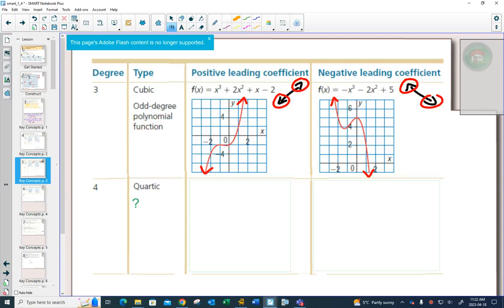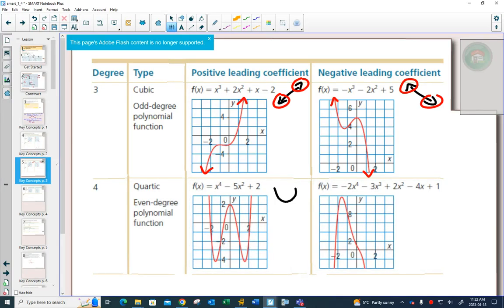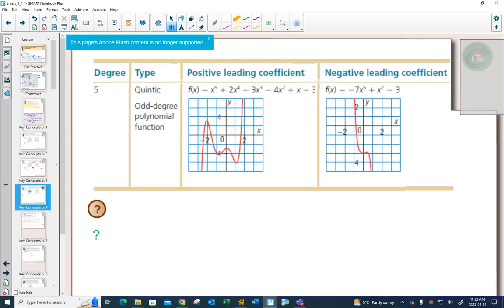X to the 4 graph, if it's positive, I think of a parabola. There's my end behavior, and sure enough, that's where the arrowheads are on that x to the 4. For the negative x to the 4, negative leading coefficient, that's my end behavior, and sure enough, that's where the arrowheads are there. And finally, an x to the 5 is odd, so it's going to act like a line.